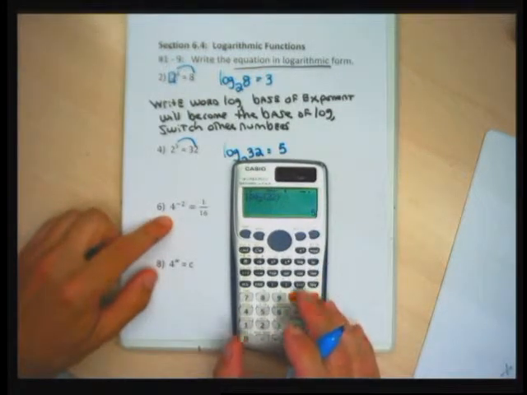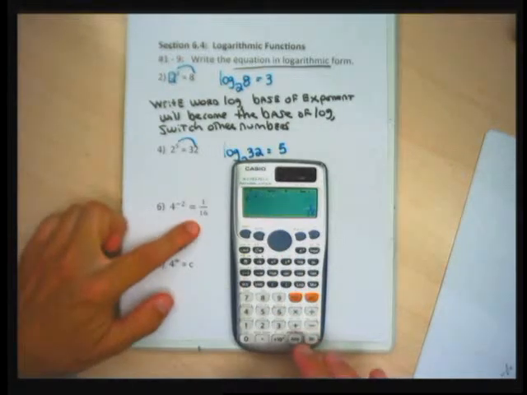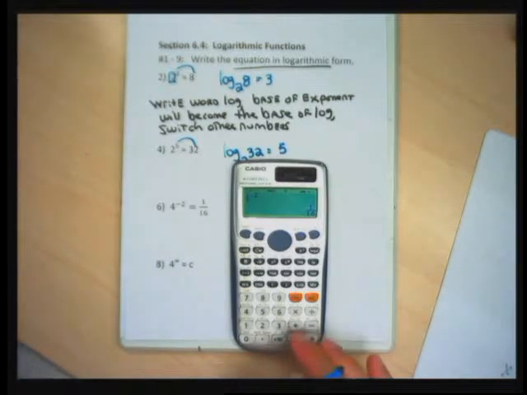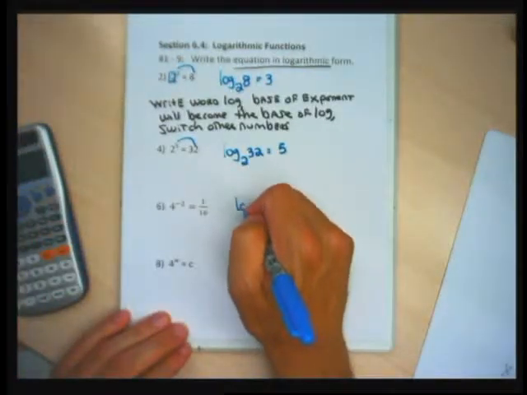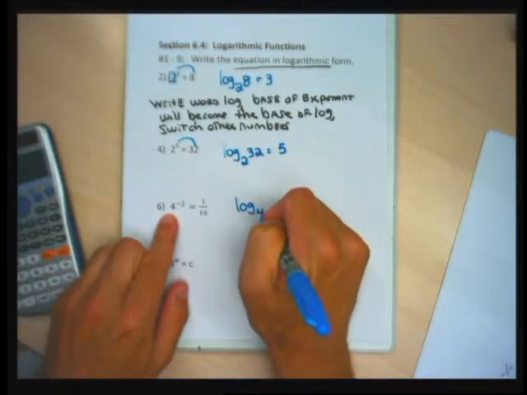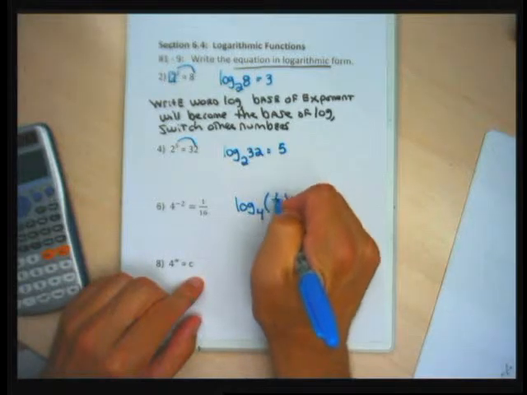6 is another true statement. If I did 4 up arrow negative 2 power, I get 1/16. So I have a true statement with the numbers 4, negative 2, and the fraction 1/16. I'm going to write a true statement in logarithmic form. So I'm going to write the word log. The 4 was the base of the exponent. It's going to be the base of the logarithm. And the 1/16 now is going to become the argument.